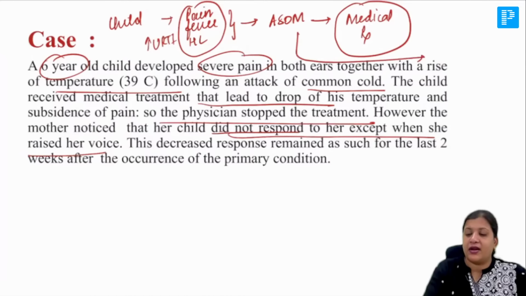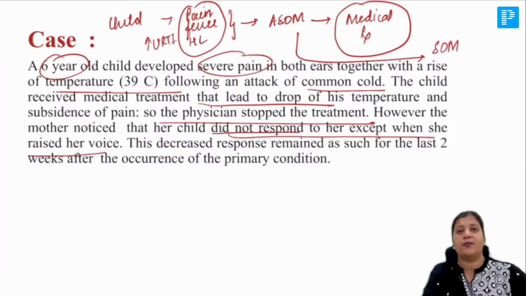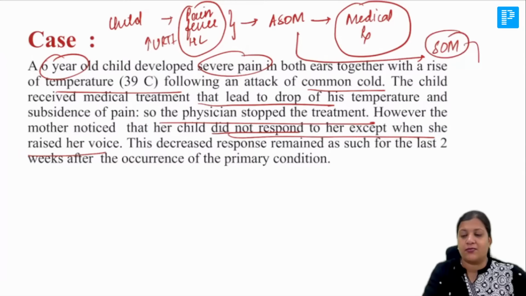What could have happened? ASOM could have become SOM, a sterile otitis media. And when there is SOM, there will be no pain, no fever, there will be hearing loss. So this condition which is in discussion is serous otitis media following an ASOM. Okay.